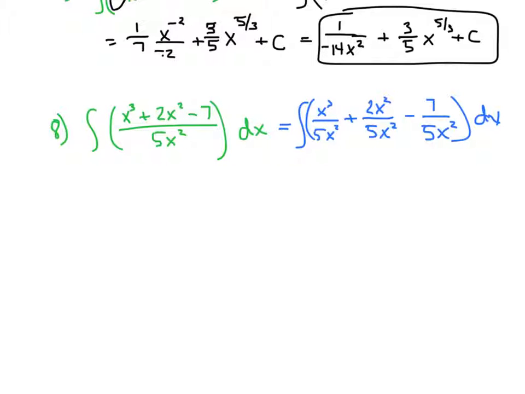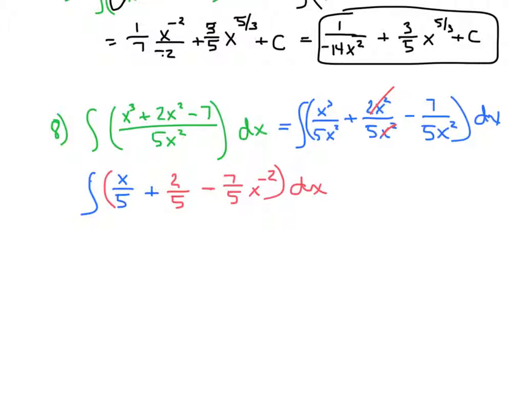Okay, so now I'm going to take one more step to clean up the exponents. So the integral of, this would be x over 5 plus, here your x squareds are going to go ahead and cancel, and so I just have 2/5 minus, here I'm going to rewrite this as 7/5 x to the negative 2, and it's all dx.